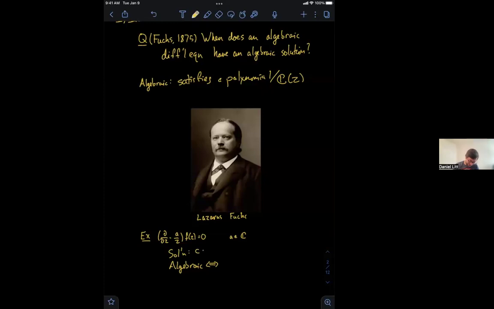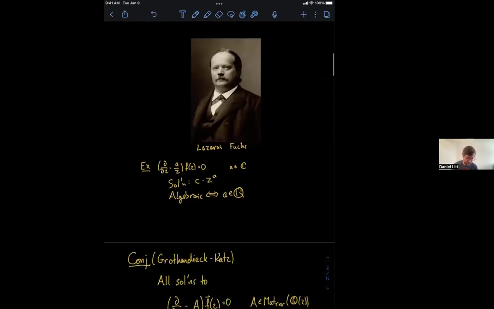Okay, so there are constant times z to the a. And this is algebraic if and only if a is not a random complex number, but actually a rational number. So I think this tells you that this question has some kind of arithmetic nature. It at least seems sensitive to the rationality properties of the structure constants of your equation.